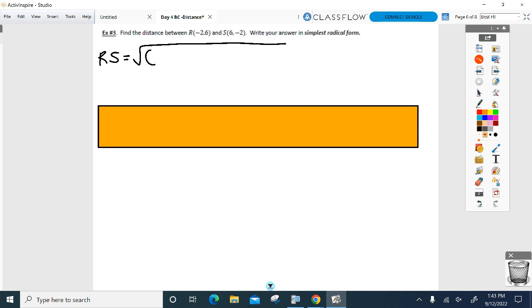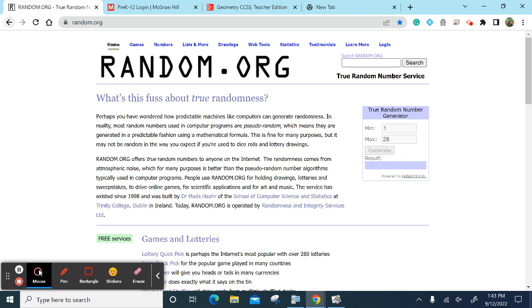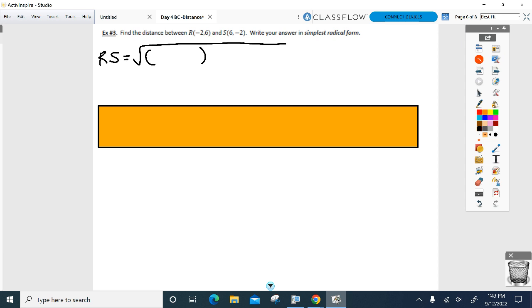All right, let's do the x coordinates subtracted. What are they? What are my x coordinates subtracted? No, just give me the numbers. I don't need you to do the math. -2 minus 6. Okay, -2 minus 6. Everyone's in agreement? Squared, plus. Give me the y coordinates. 6 and -2. Okay, I'm glad you gave me those in that order.